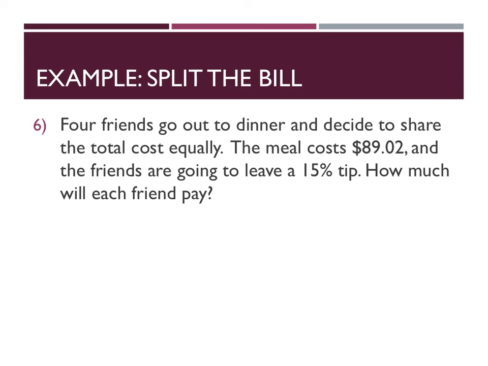Here we're looking at a problem where they're splitting a bill. Four friends go out to dinner and decide to share the total cost equally. The meal cost $89.02, and the friends are going to leave a 15% tip. How much will each friend pay? We want to figure out first, what is the 15% tip of the cost of the meal? So I'm going to do 15 over 100 equals the tip amount over 89.02. We need to solve this first.